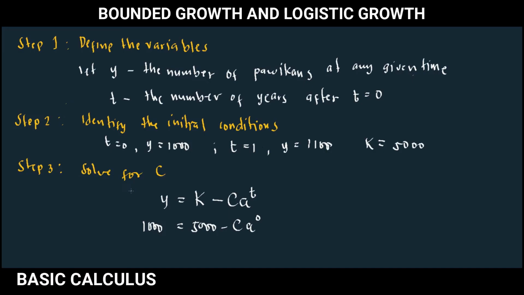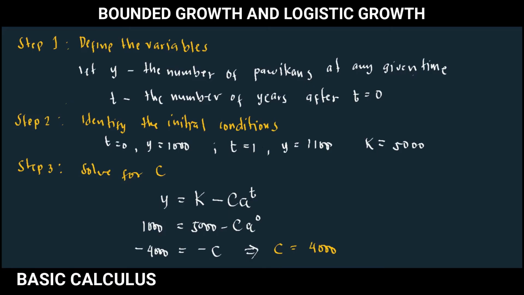Okay, then solving for c. Adding both sides by negative 5000, we have negative 4000 is equal to negative c, since a raised to 0 is just equal to 1. Now all you need to do is multiply both sides by negative 1. So that gives you the value of c, which is equal to positive 4000. So that's the value of c.